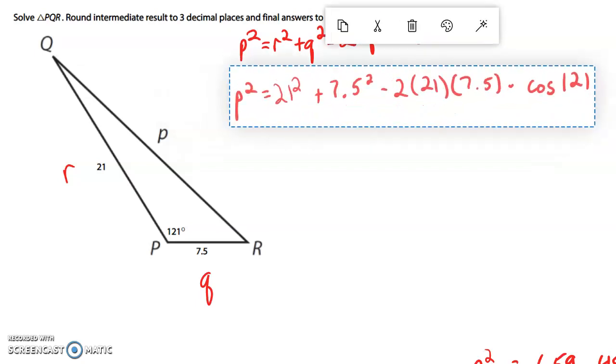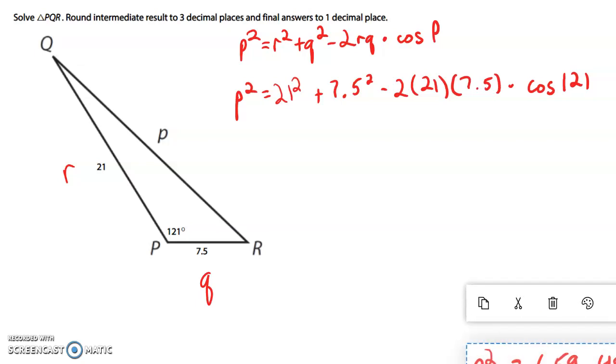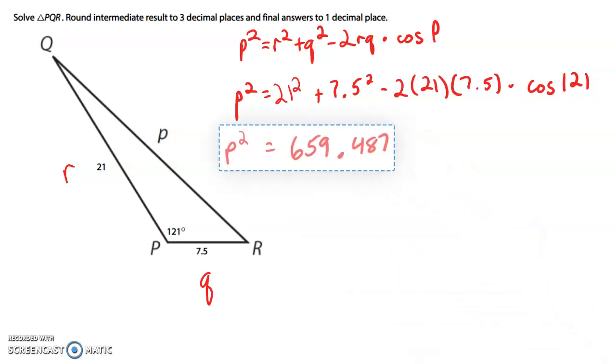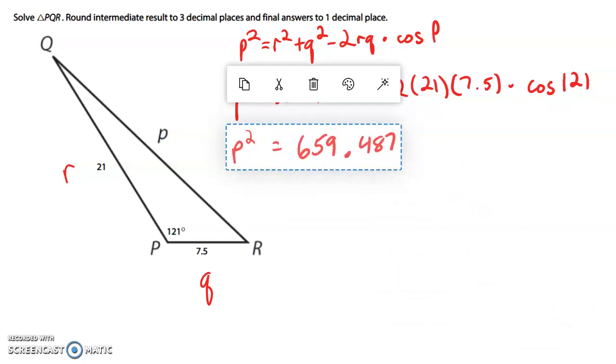Okay, p squared equals 21 squared plus 7.5 squared minus 2 times 21 times 7.5 times cosine 121. You can enter that in your calculator, and it should give you the result of what I'm going to show up here next. So you should get 659.487. That's what it means to round your intermediate result to 3 decimal places. That's why that number is rounded to 3 decimal places.